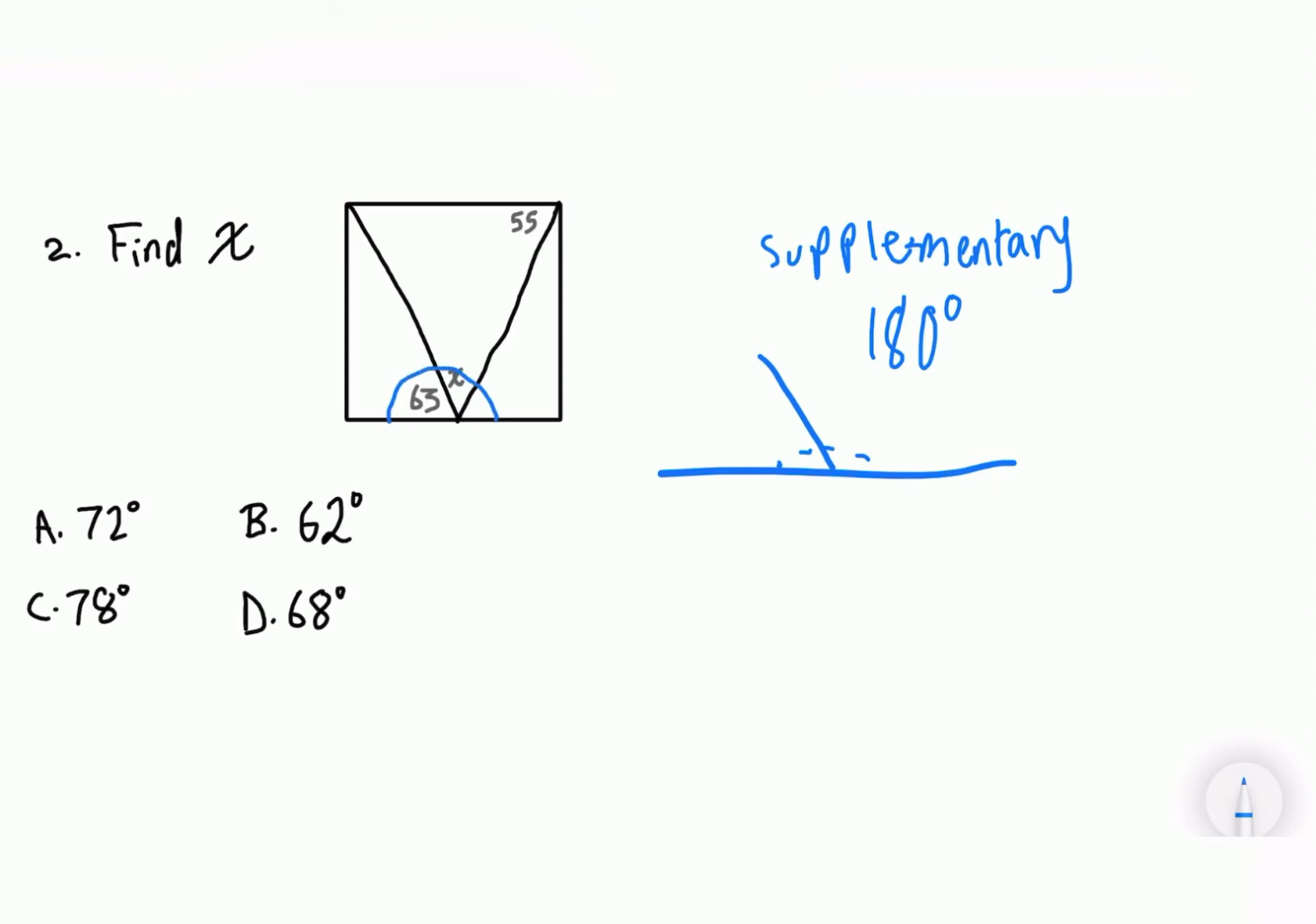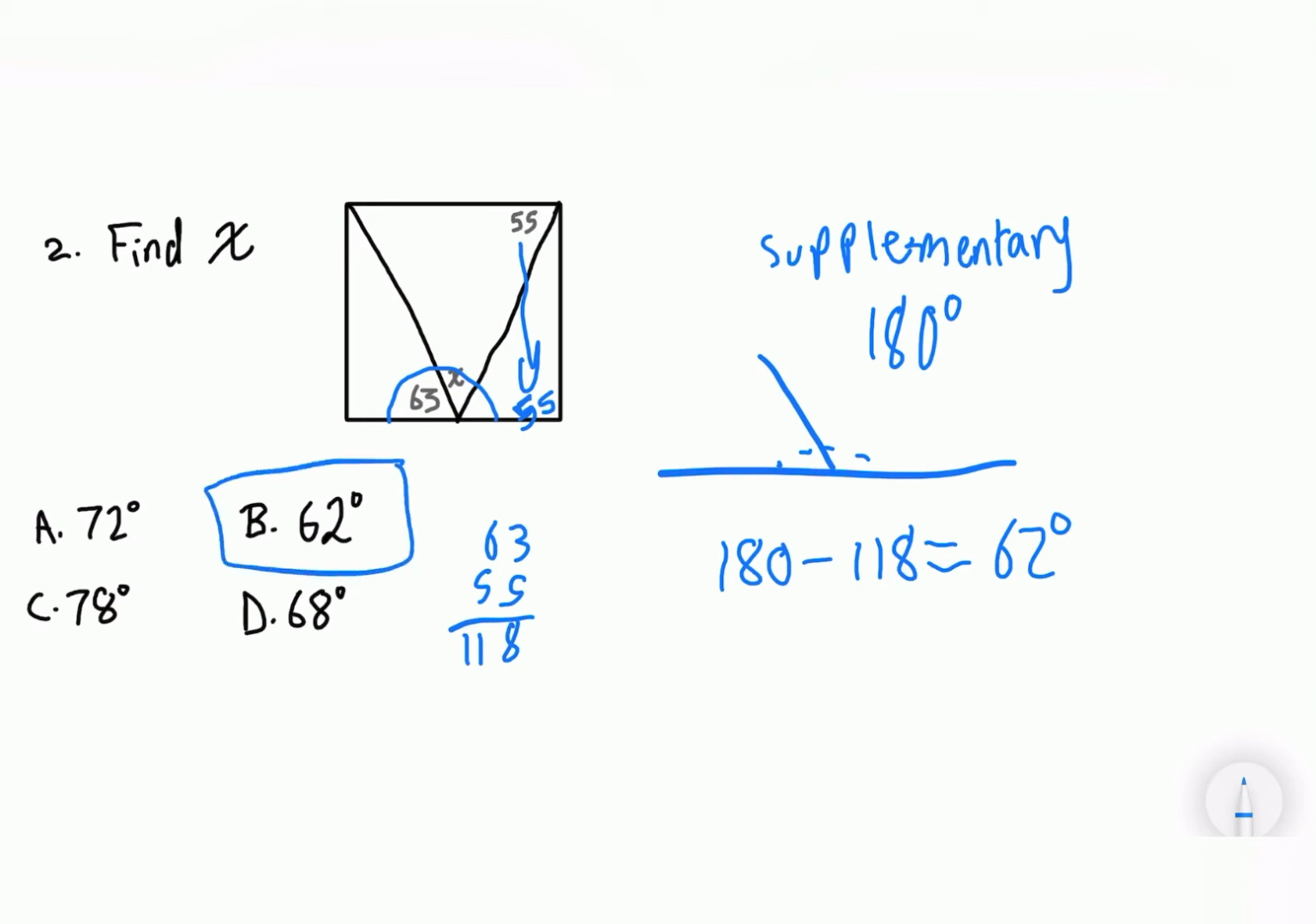And we know that the opposite angles are the same, so we know this is 55 as well. That means all we have to do is add 63 plus 55, which is 118. And then now all we do is subtract 118 from 180, which is equivalent to 62. And then it is simply B. So x is 62 degrees.